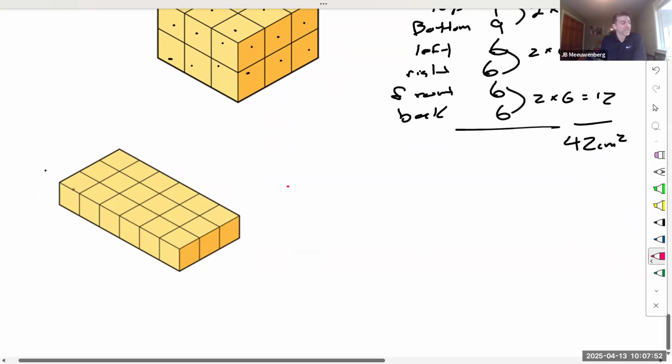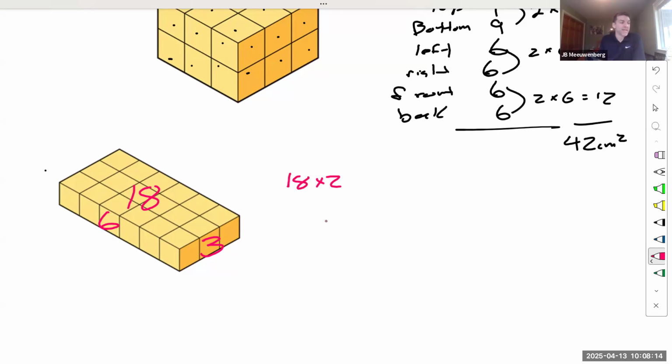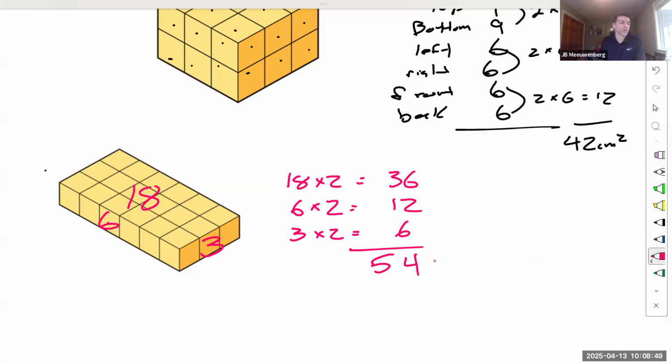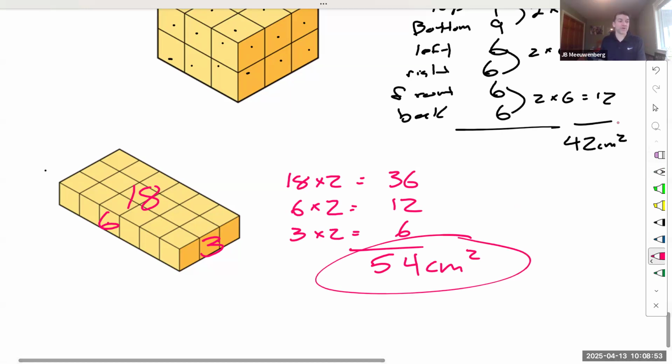What you might notice, again, is that if you look at the top, it is a 3x6. So this top part has 18 square centimeters. This side has 1, 2, 3, 4, 5, 6, and this side has 3. We also know that the opposite sides are the same. So we have 2 18s, we have 2 6s, and we have 2 3s. That makes 36 on the top and bottom, 12 on the left and right. And I wrote a 3. I don't know why I wrote a 3. That should be a 2 right there, which means we have 6 total on the front and the back. Add those up, and I believe we get 54 square centimeters in this figure compared to 42 in the previous.